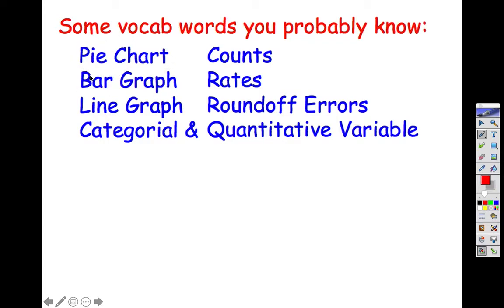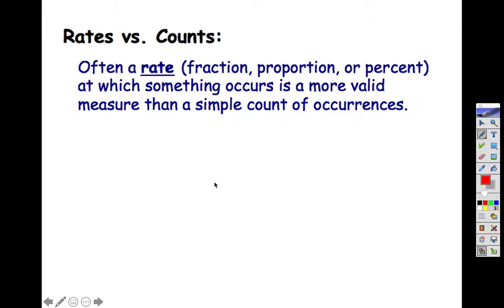We're going to make bar graphs, definitely today. We're going to look at line graphs this chapter. We've already seen categorical versus quantitative data. And then we're going to see how rates and counts help us. So, rate and a count, where we start. Often a rate is a fraction, proportion, or percent. It's sometimes more helpful than a count.